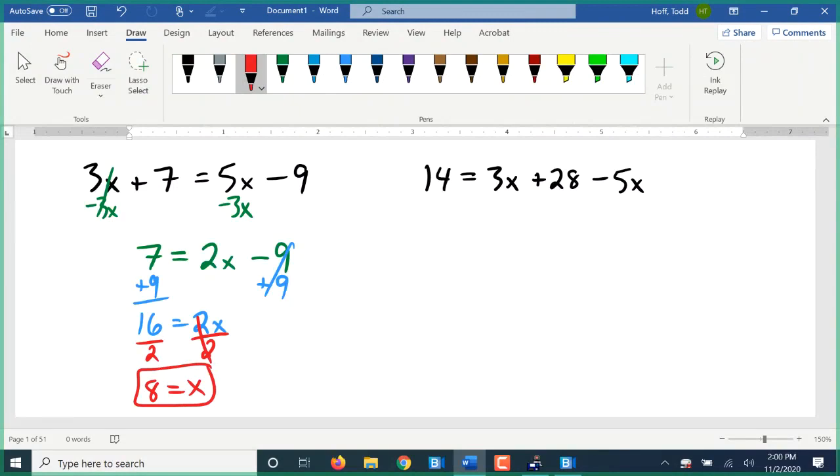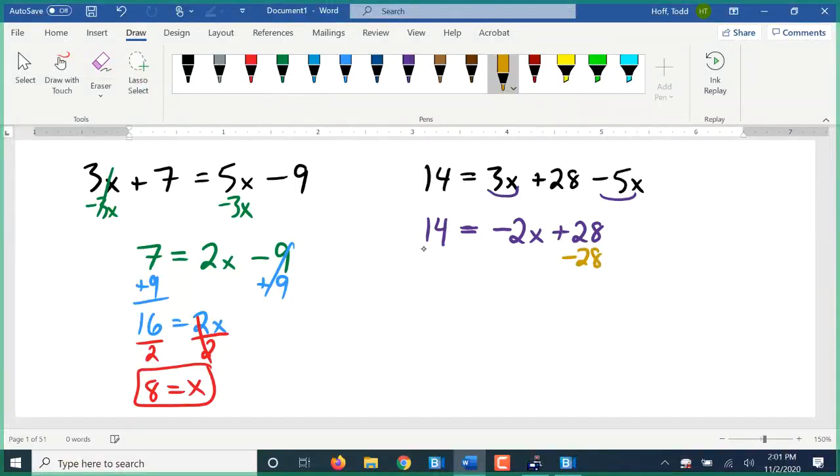For the other one, we have the 3x and the negative 5x on the same side. 3x and negative 5x make negative 2x and a positive 28. So we combined what we could on either side. The variable's already on just one side, so now we can go ahead and solve.